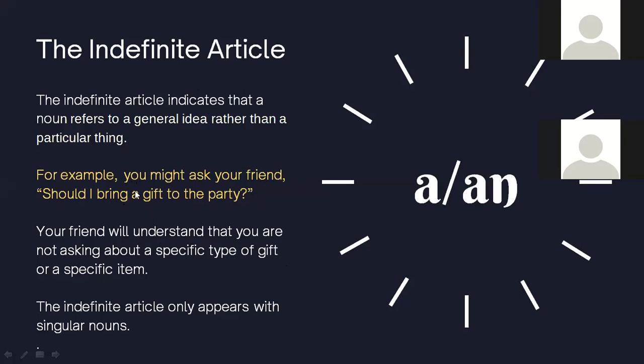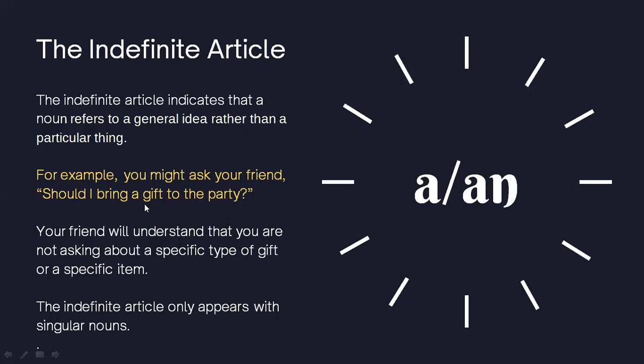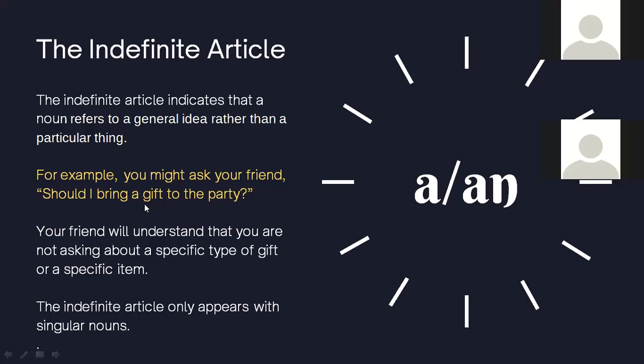Right? Now here, a gift. This is the part we are looking at in this sentence. Both of them are going to one party. They know the party that they are going to. That's why the party is highlighted. Again, the definite article is here. Now the indefinite article here, a gift. So we can see that there is no particular gift mentioned. Like you can say, if it's a definite article, should I bring the bag as a gift to the party?